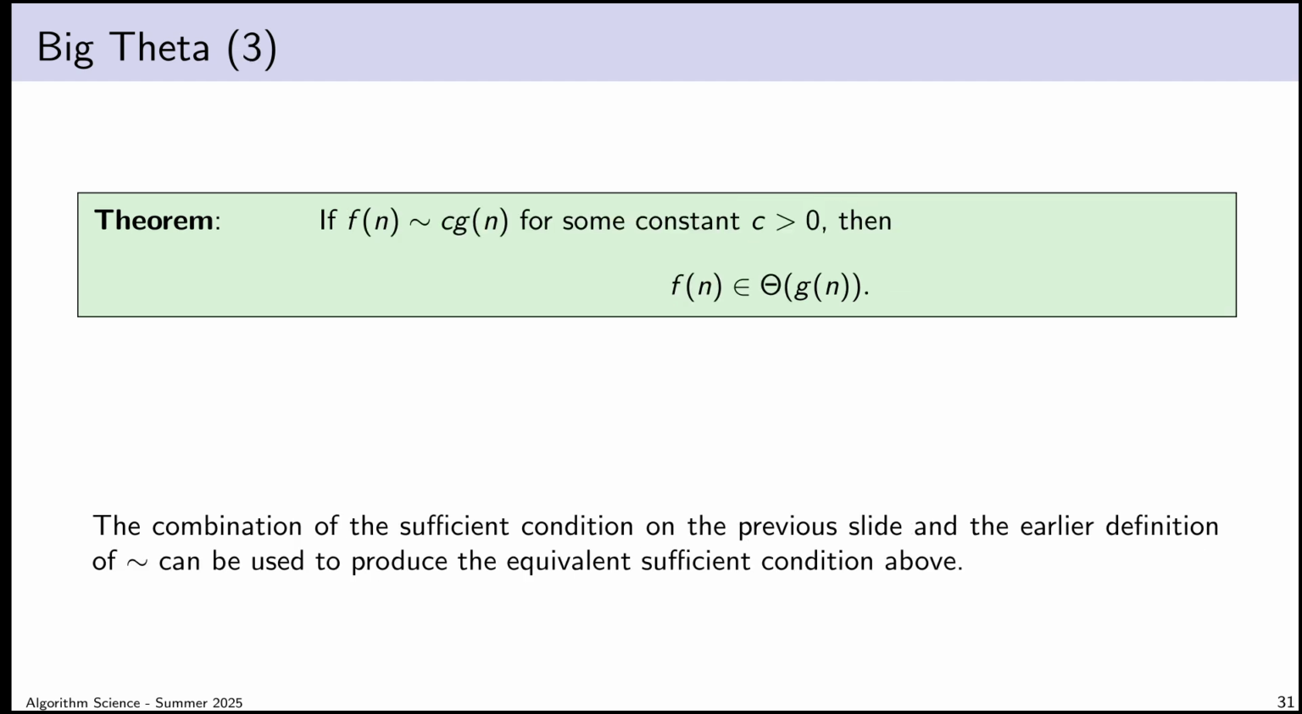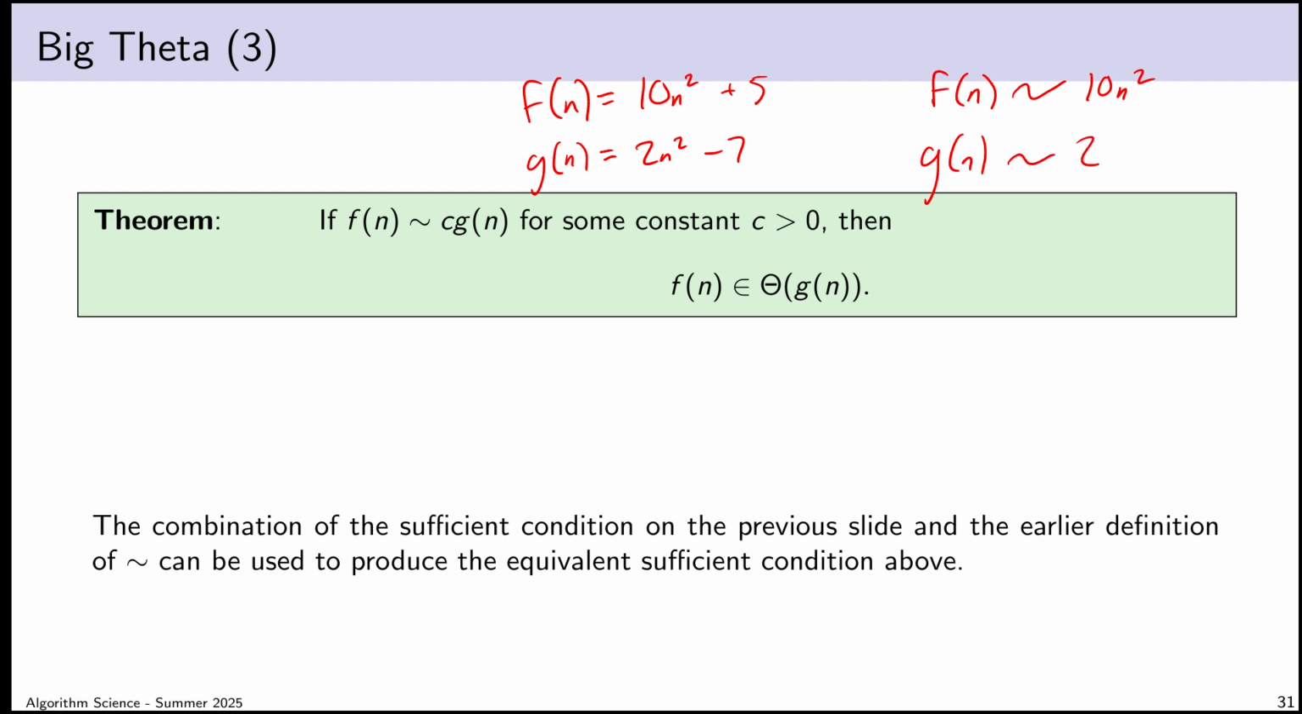So it's also true, while we were talking about that asymptotic relationship, the idea of f asymptotically approaching g, if f asymptotically approaches any constant times g for some constant that's positive, then f is big theta of g. So just to be clear about that, let's take a look at some functions. Let's do f equals 10n squared plus 5, and g equals 2n squared minus 7. Okay, so a couple of points. f does asymptotically approach 10n squared, because that's the dominant term, and g asymptotically approaches 2n squared.